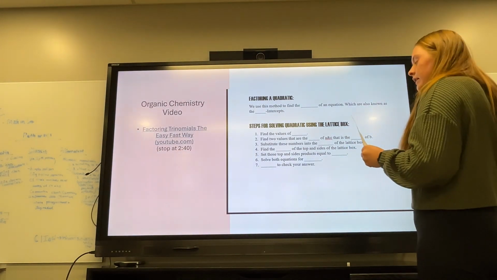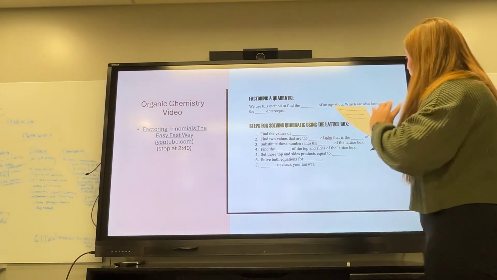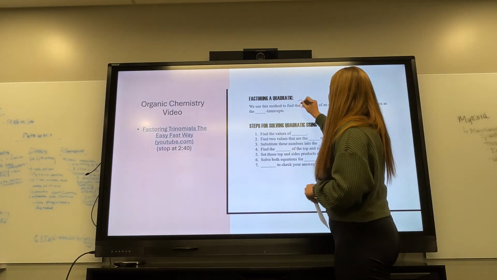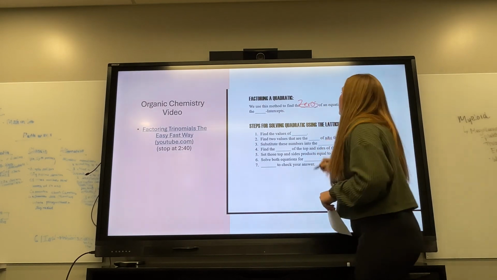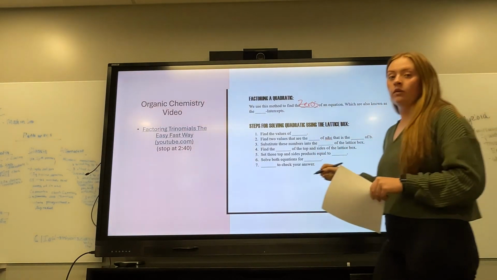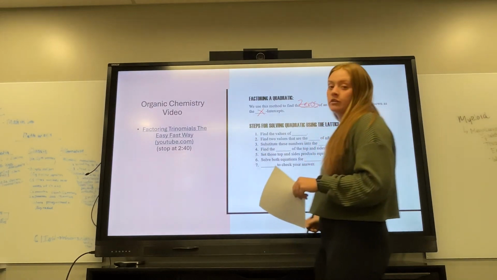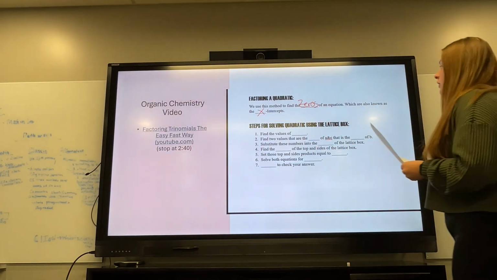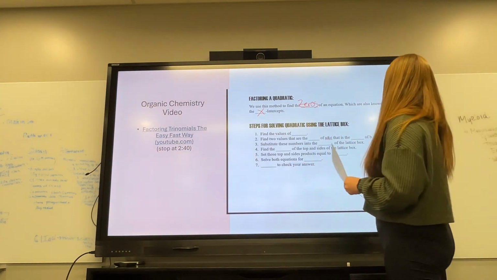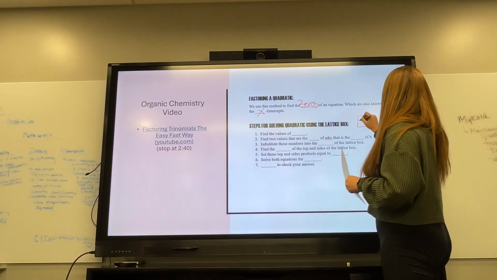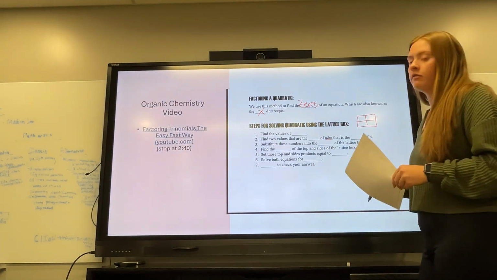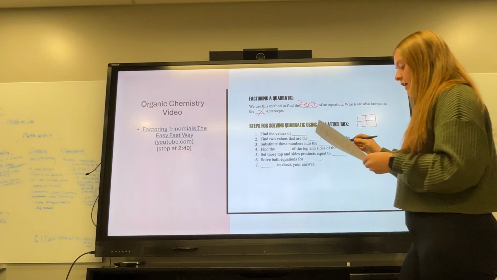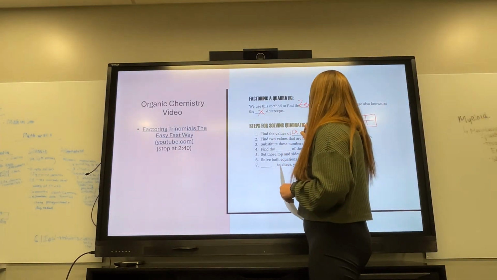Okay, let's get into it. So factoring a quadratic, we use this method to find the zeros of an equation, which are also known as the x-intercepts. Okay, steps for solving a quadratic using the lattice box. So our lattice box will look like this. We'll get into it when we get into our vocab and stuff, but it's just a box with 4 corners in it. Okay, so we're going to first find the values of A and C.